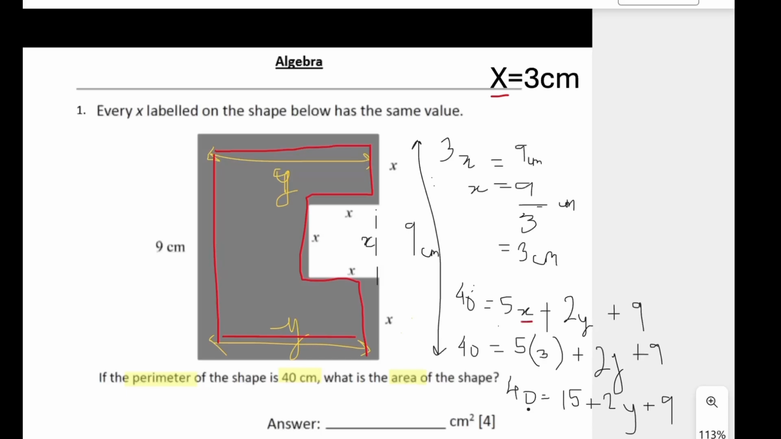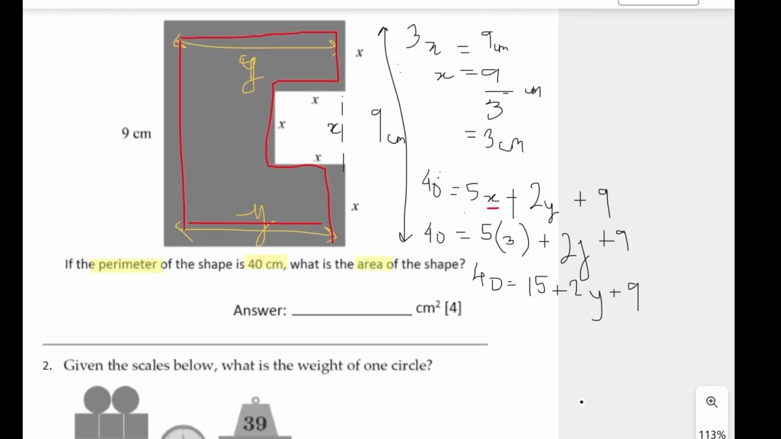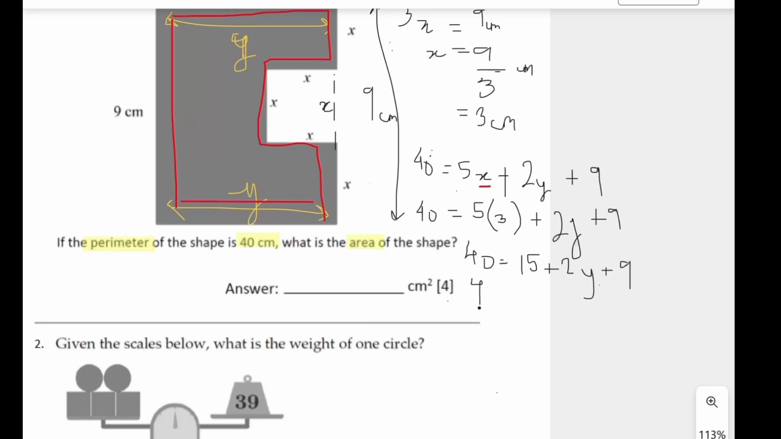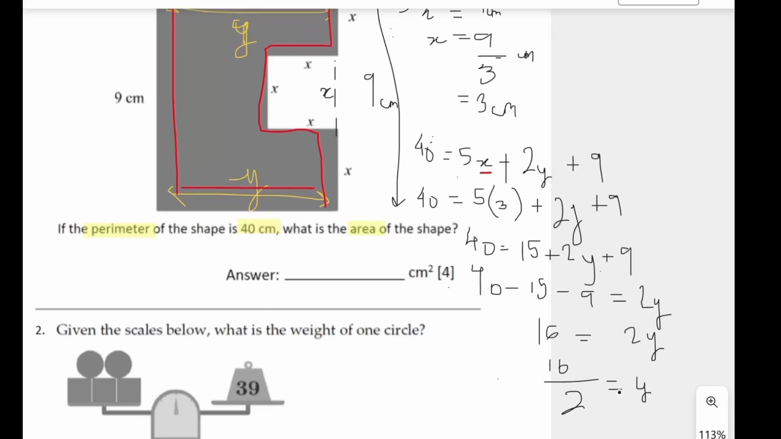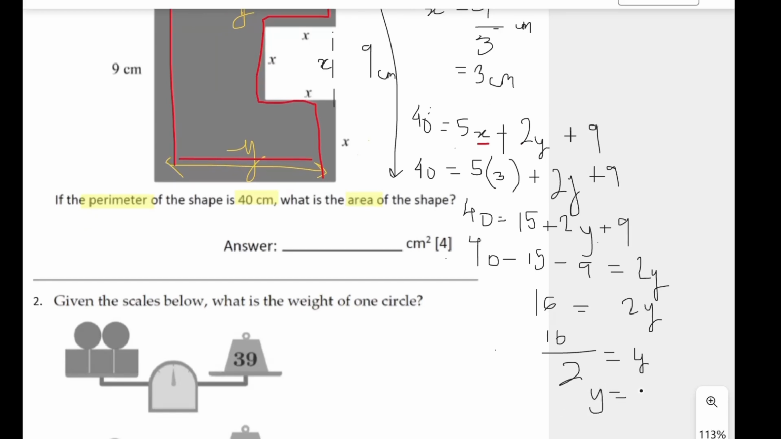Then we have 40 subtract 15 subtract 9. We're going to subtract 15 and 9 from both sides. Let's scroll down so you can see over here. That becomes, let's actually write this out, 40 subtract 15 subtract 9 is equal to 2y. Try and follow along. We then have 16 is equal to 2y, which gives us, let's divide both sides by 2, 16 divided by 2 to get 1y. Therefore, we are left with y is equal to 8 centimeters. So our final answer is 8 centimeters. Hopefully that all makes sense.